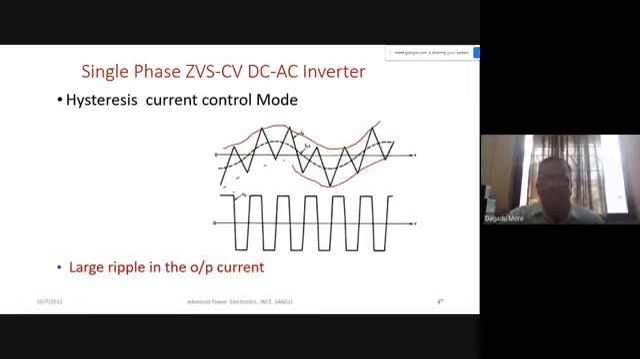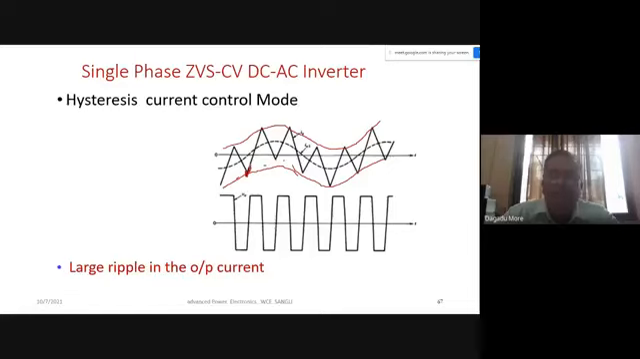Hysteresis we have already studied here. This is upper and lower, and we have shown it here. Our current is having a large ripple. If you want to control with hysteresis current control, then definitely our ripple will be higher. For increasing the current, if you see it here, if you take this instant, our current will be reaching the lower limit.